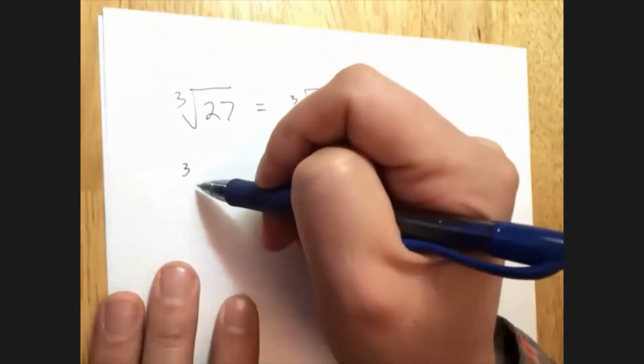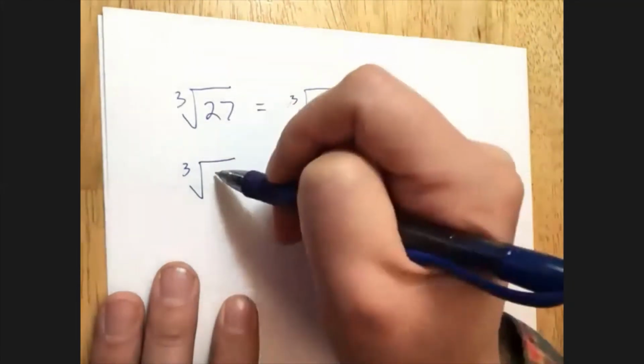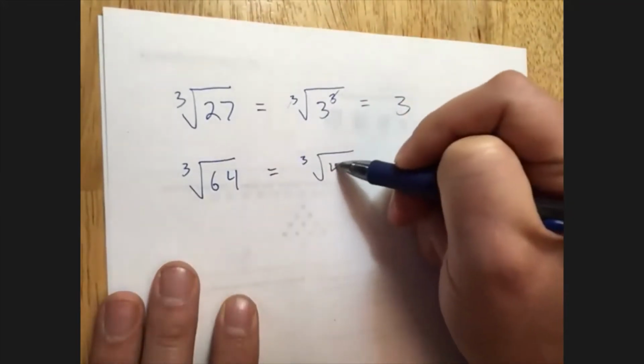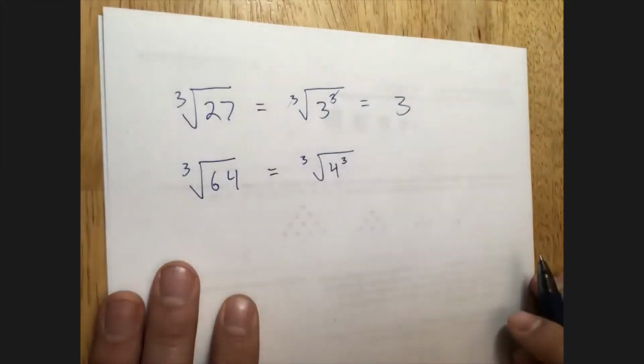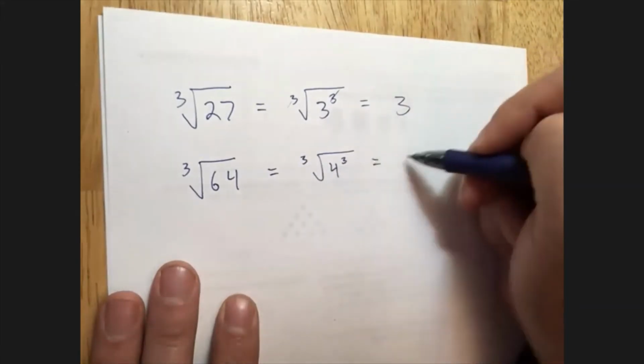The cubed root of, let's do 64. Well, 64 is 4 cubed. 4 times 4 times 4. And so the cubed root of 64 is just 4.